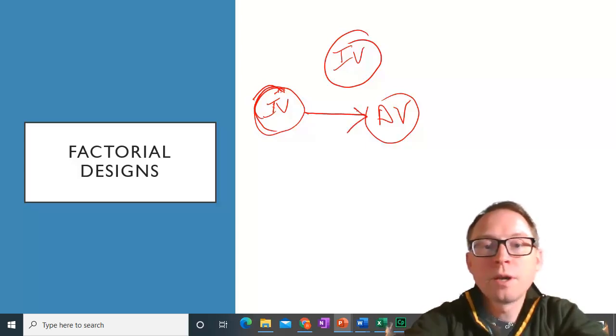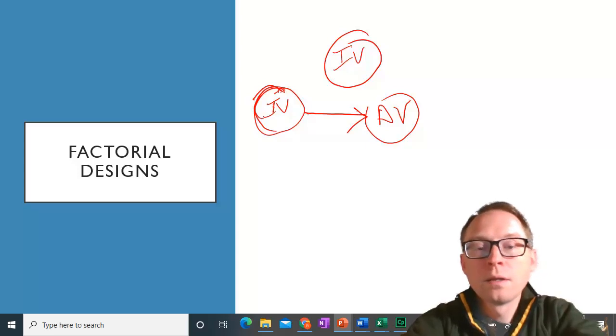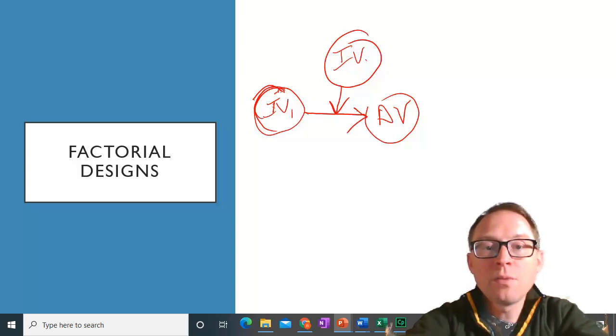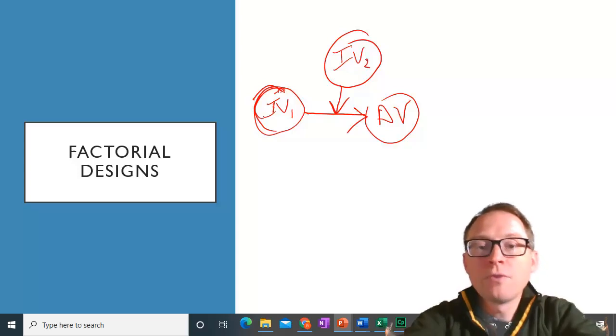the first independent variable, let's call that IV1. This first independent variable, IV1, is affecting the dependent variable, but the effect of that changes depending on another independent variable. So those independent variables are called factors in this case. This is a moderated hypothesis. IV1 affects the DV, but the effect of IV1 on the DV depends on IV2.